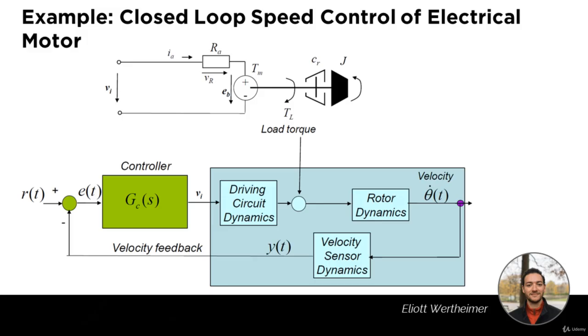This output Y(t) is fed to the error, with your reference velocity that you want to reach. So you have a reference velocity minus that output Y(t), and this builds the error. The error is then fed into our controller G_C(s), which outputs a control signal, in that case the voltage V_i. And this is an example in the form of block diagrams of a complete closed-loop speed control of an electrical motor.